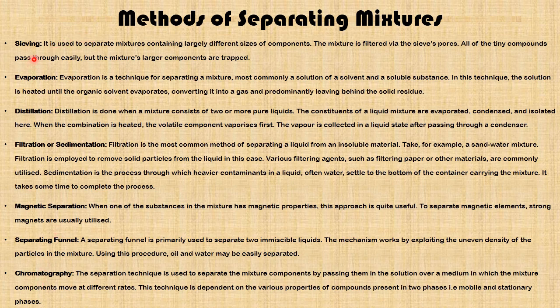Now, number one is sieving. It is used to separate mixtures containing largely different sizes of components. The mixture is filtered via the sieve pores. All of the tiny components pass through easily, but the mixture's larger components are trapped. We'll be looking at the picture in the next slide.